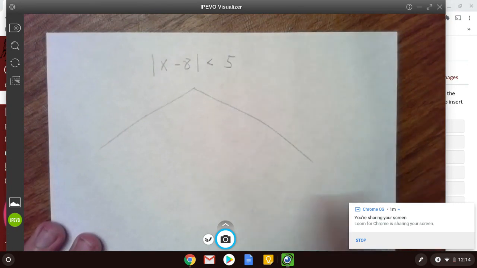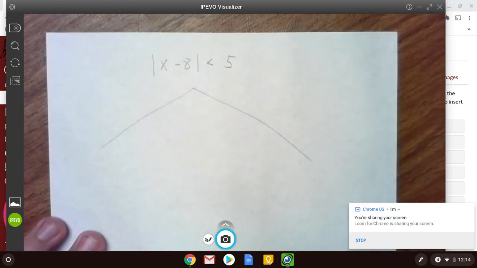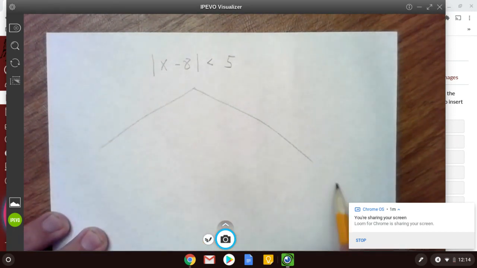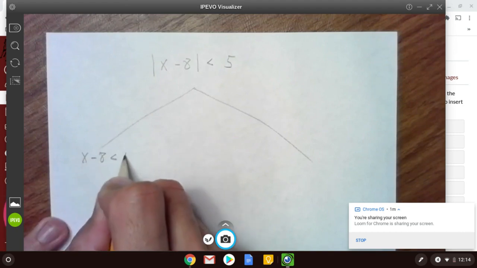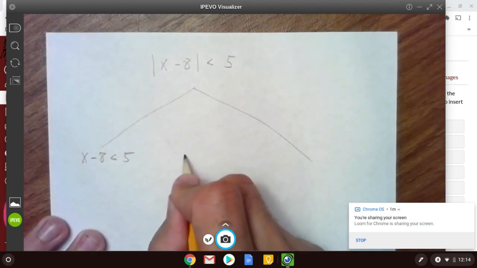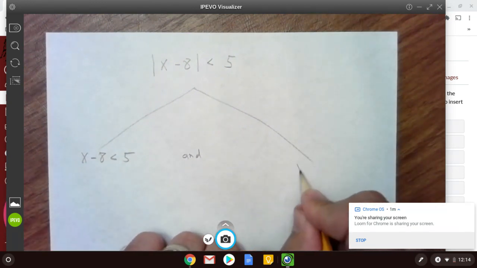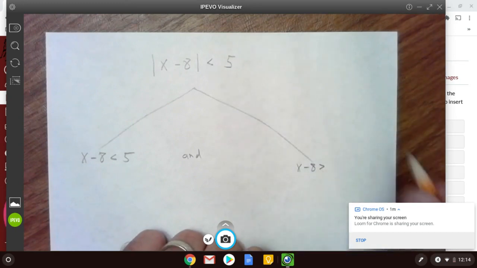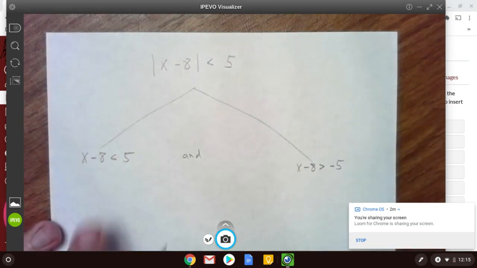All right, so we're solving the absolute value of x minus 8 is less than 5. All right. So the first version is just going to be the regular version. So x minus 8 is less than 5. And the second version is going to be x minus 8, and we're going to flip the sign and make that a -5 instead. So flip the sign and change the sign. All right. Solve each of these.